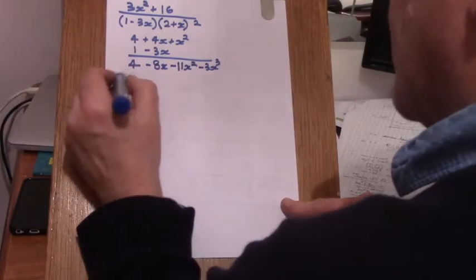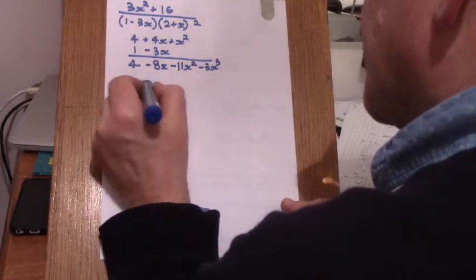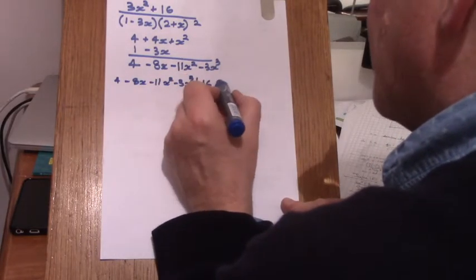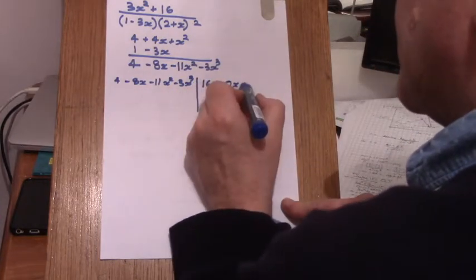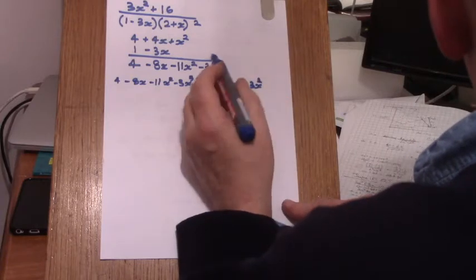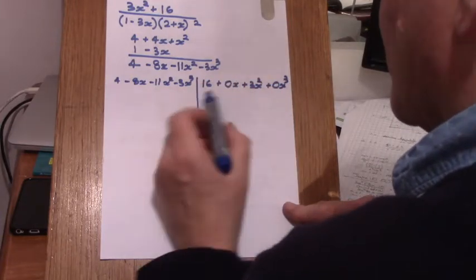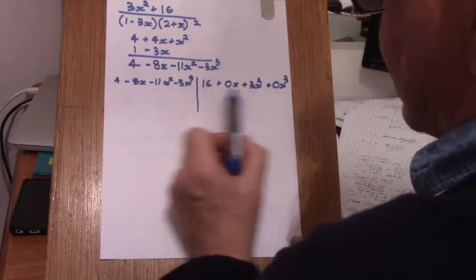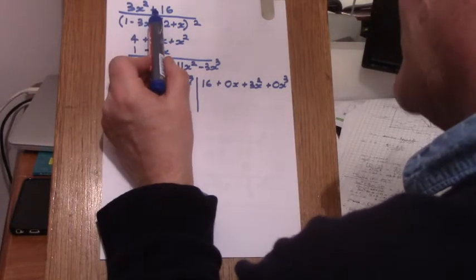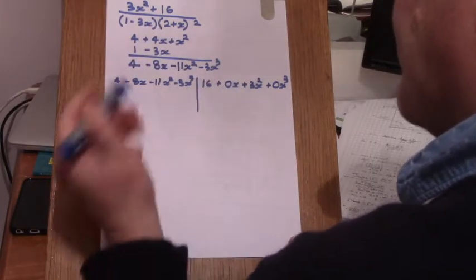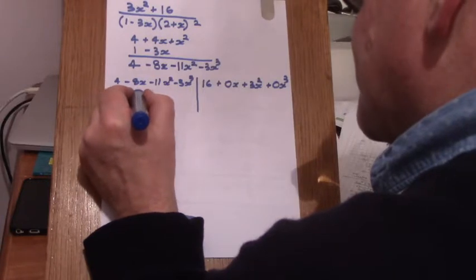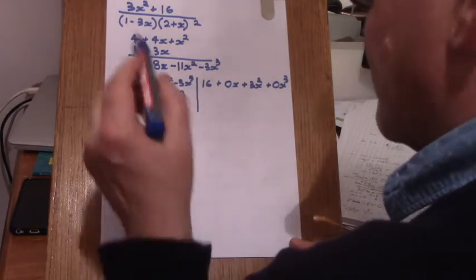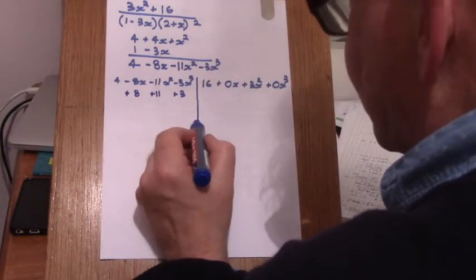I'm then going to divide this, let's just write it out a little bit smaller, 4 minus 8x minus 11x squared minus 3x cubed. I'm going to divide it into 16 plus 0x plus 3x squared plus 0x cubed. This time we have to get the power series up to and including terms in x cubed. So this dividend here has come from the numerator. There's no x term, and hence the 0x here. So to start, we just transpose all the terms. I'm just going to use the coefficients rather than writing out all these x terms. And do the division like this.